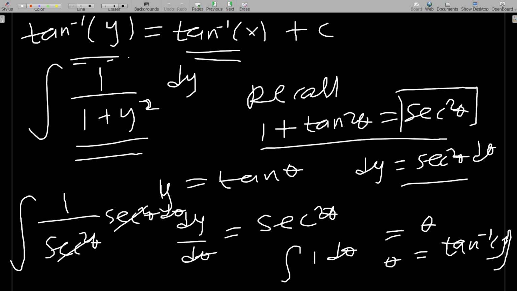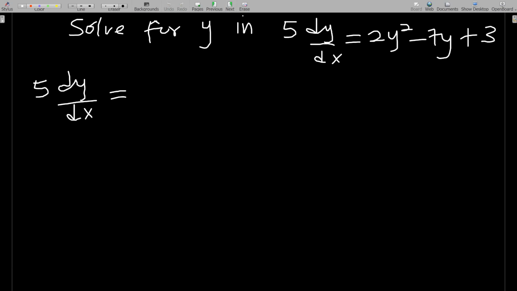In the previous one, if you want to make y the subject, I have to find the tan of both sides. If I take tan of tan inverse, then I'll get y on the left side of the equation, and on the other side I'll have to find the tangent of all of these, and that will be my solution. Now with this, you're supposed to solve for y, so after everything you have to make y the subject. Now this is equal to 2y squared minus 7y plus 3.